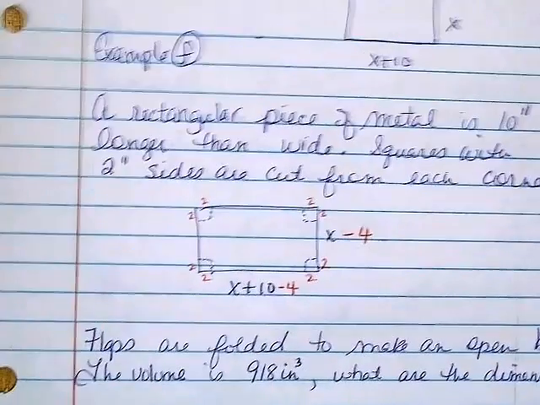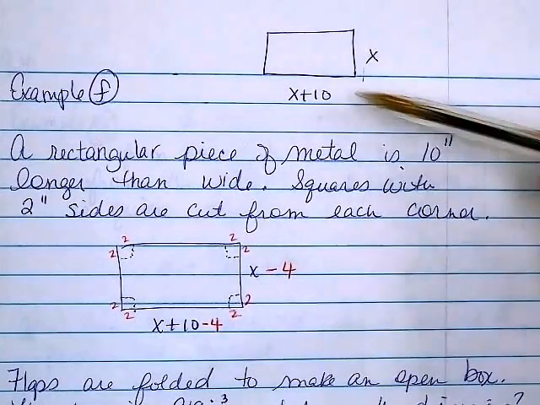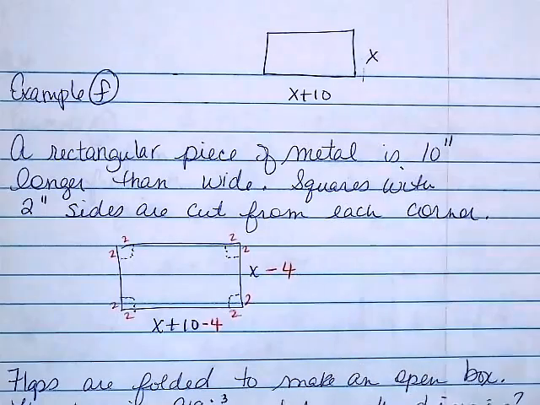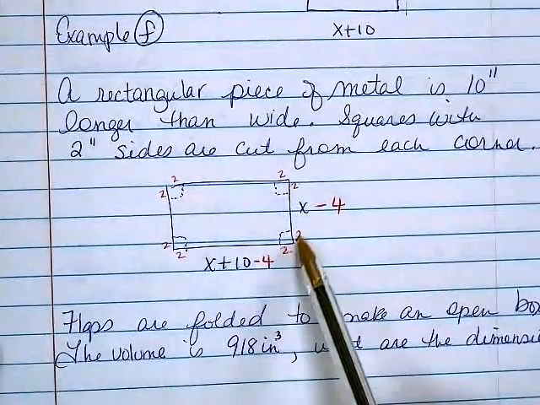Next example, it's about a rectangle. It says a rectangular piece of metal is 10 inches longer than it is wide. So here it is right here, I've drawn it out. Squares with 2-inch sides are cut from each corner. So here's the next picture. We're going to cut a square from each corner. The squares are 2 by 2.